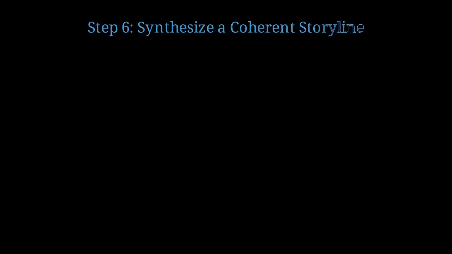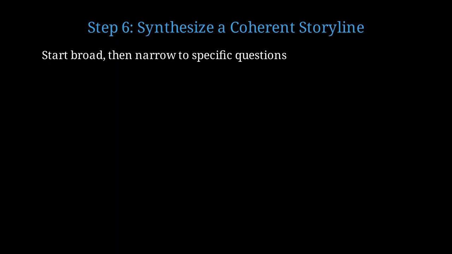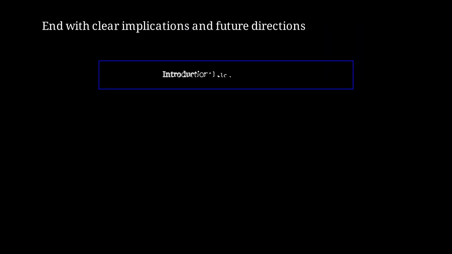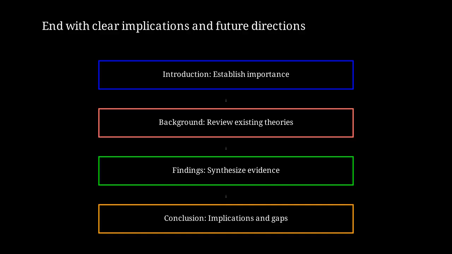Step 6 is synthesizing everything into a coherent, logical storyline. Structure your narrative to start broad and progressively narrow to specific questions and findings. Build arguments logically from the evidence. Each claim should be supported by citations. End with clear implications for practice or policy and specific suggestions for future research. The typical structure flows from introduction through background, findings and conclusions, and a logical progression.